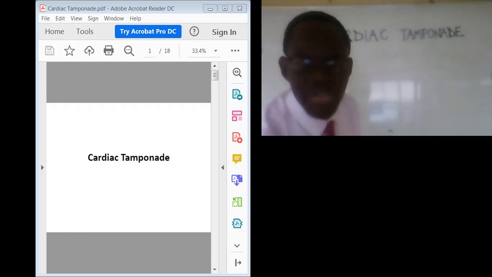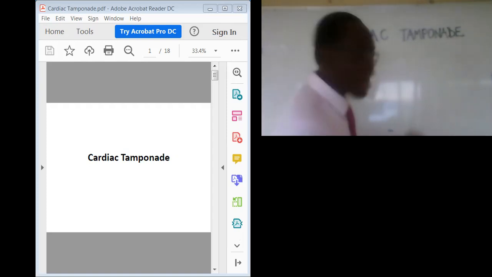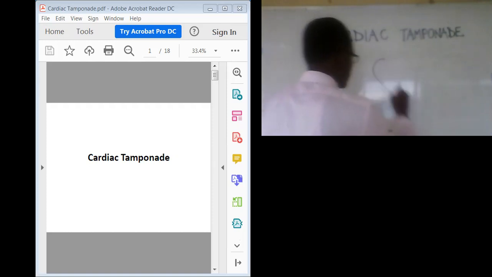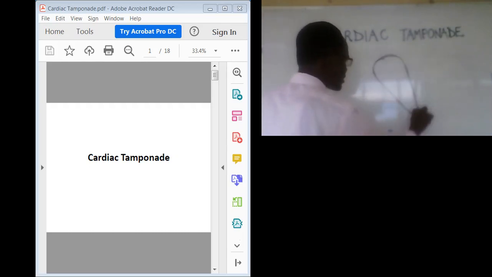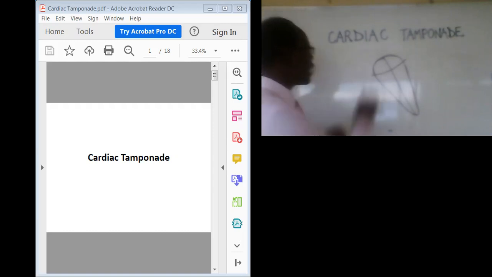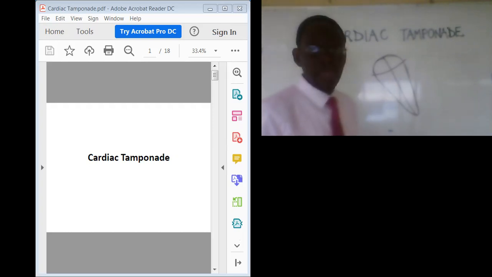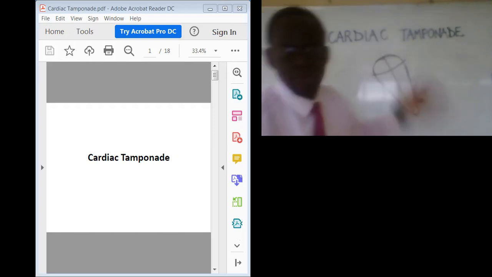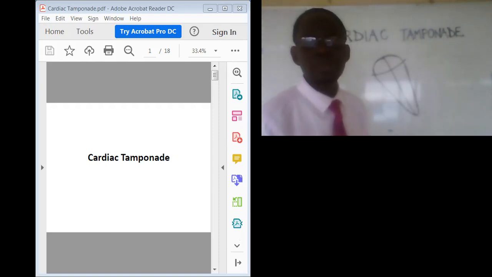Now, if I can illustrate the diagram of the heart in simple terms, assuming this is our heart, whereby these are the atria, and then these are the 2 ventricles. Now, the inner layer is what we call the endocardium. Then the muscular layer is what we call the myocardium.